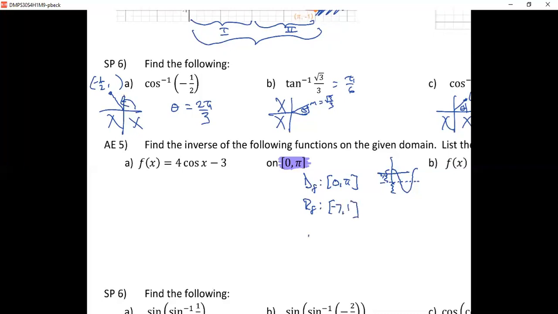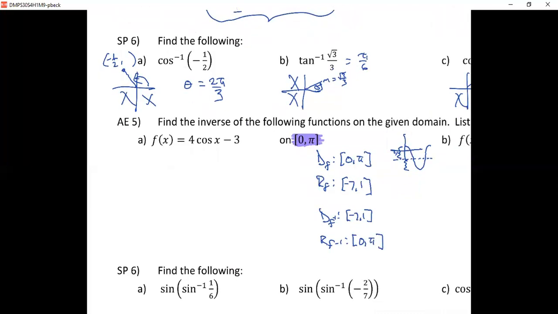And I'm going to go ahead and do this right now because these are going to be true inverses of each other. The domain of f should be from negative 7 to 1, and the range of f inverse should be from 0 to pi. Now, after I find the inverse, I'll show you why that's going to be true.